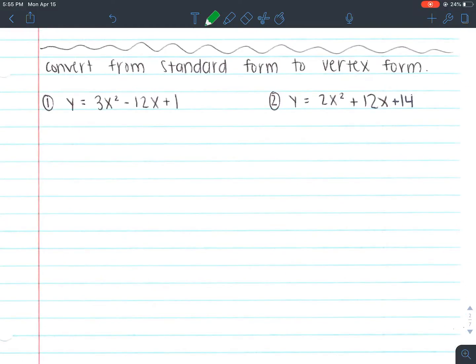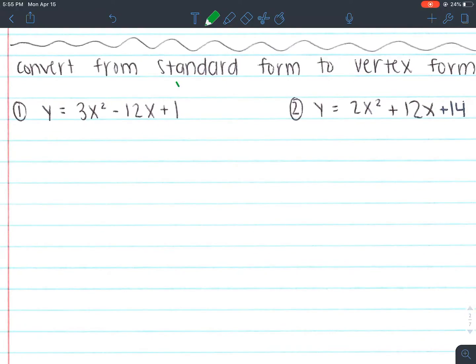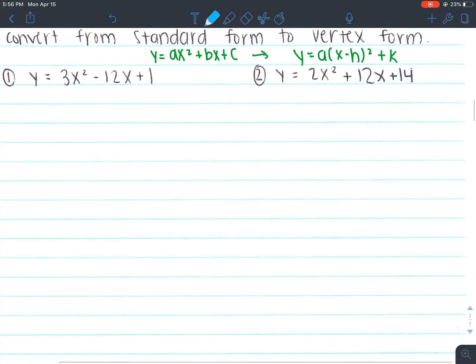Now, this one's going from standard to vertex form, okay? So when we're going from standard to vertex form, so y equals ax squared plus bx plus c, and we're going to y equals a(x minus h) squared plus k. We're going from one to the other again, but we're going the opposite way. So we're going from something that doesn't have parentheses into something that does, okay?